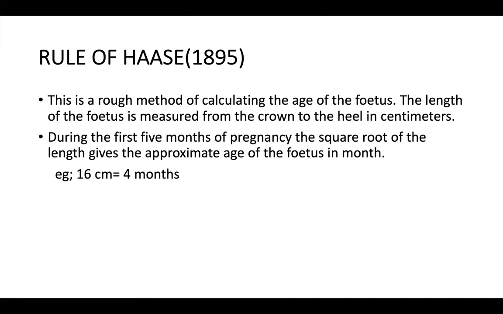So during the first 5 months, it will give the appropriate age. Like here I had mentioned, if the child is having 16 centimeters, it means the square root of 16 will be 4 months old. Likewise, the age of the child is calculated. So the rule of Haase is used for calculating the age of a fetus with the crown to heel length.